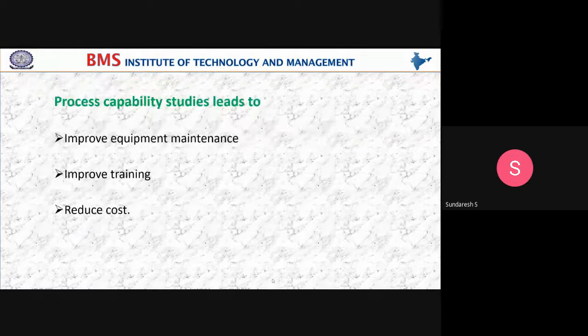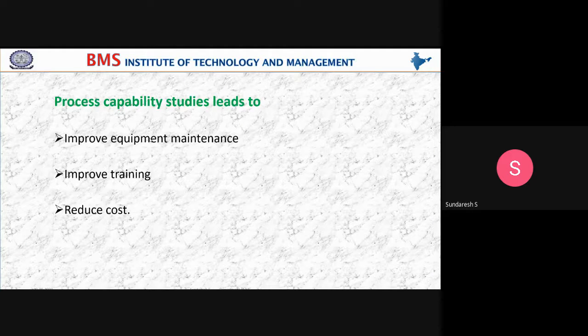So now the process capability studies lead to improved equipment maintenance, improved training, and of course reduced cost. This is one important thing. So what is the purpose of studying process capability? When you visit any industries, if you go for any internship or industrial visits, please look at the process capability charts. Everywhere you'll have a display of these process capability charts.